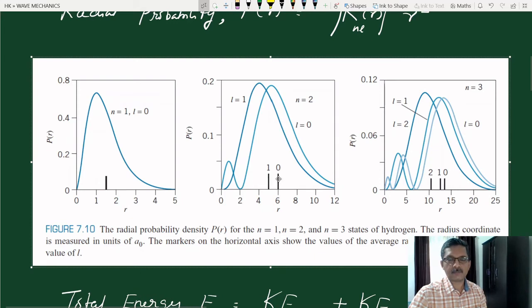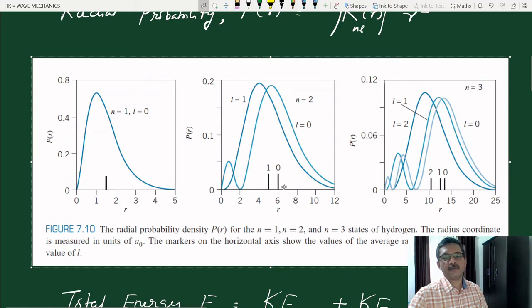For 2s state, you can do this calculation once you know the radial wave function. For 2s state, it is 6 times a0. For 2p state, it is 5 times a0. So these values are close, even though for s state the average radial distance is greater. That means for an electron in 2s state, there is more probability of finding the electron away from the nucleus. So its average radial distance is higher. So it is 6a0, this is 5a0.